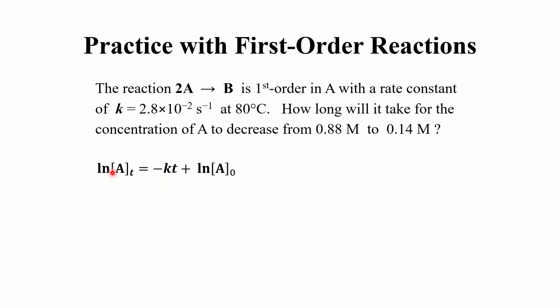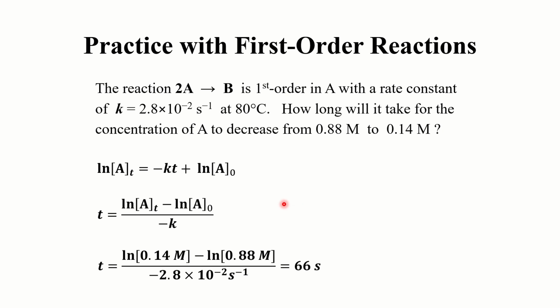So if I take this equation and rearrange it to solve for T, I'll subtract this from the right to the left, and then I'll divide both sides by negative K, and I get this equation where T equals natural log AT minus natural log A0, divided by negative K. I can go ahead and plug my variables in.